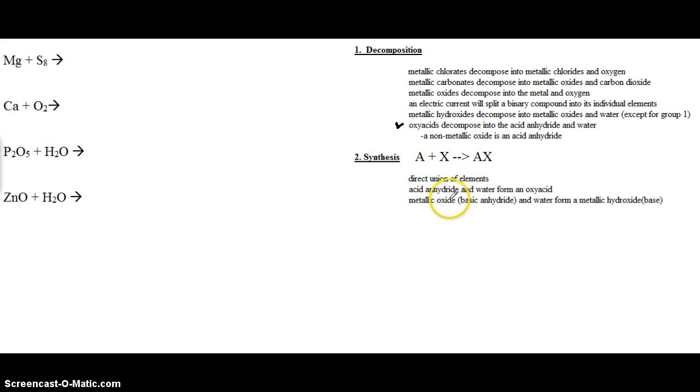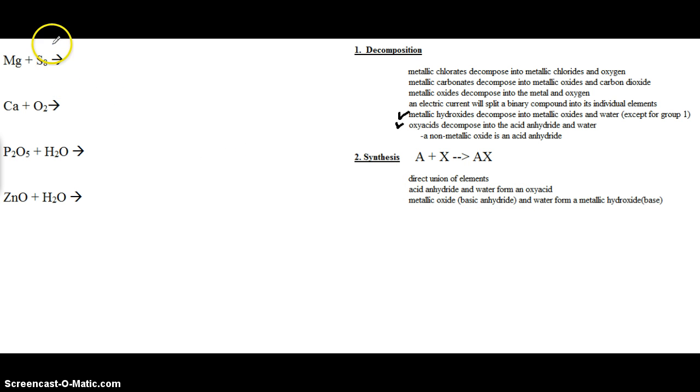And then the third thing I have listed here is the metallic oxide, which is a basic anhydride. Again, it's just a metal. This was a non-metallic oxide or an acid anhydride. Well, this is a basic anhydride. It combines with water, and that's going to form a hydroxide, a metal hydroxide. And again, notice that is the exact opposite of the decomposition of a metallic hydroxide. Here it is. It decomposes into metallic oxides and water. So again, that's the complete opposite of this previous one.